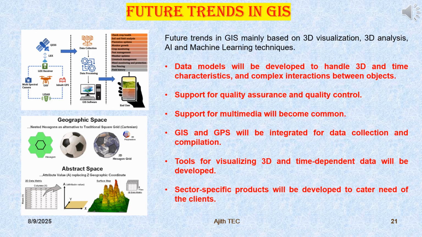Future trends in Geographic Information System. Future trends in GIS mainly based on 3D visualization, 3D analysis, AI and machine learning techniques. Data models will be developed to handle 3D and time characteristics, and complex interactions between objects. Support for quality assurance and quality control.